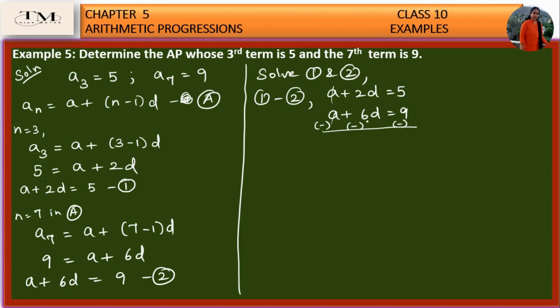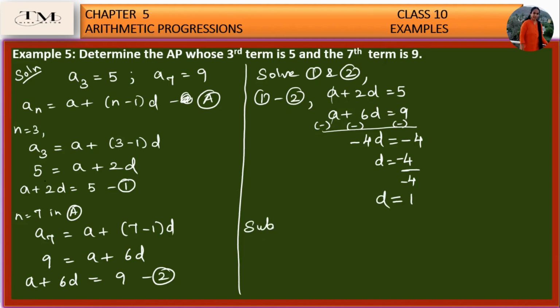2D minus 6D. So we have to subtract and put the sign of the bigger number. The bigger number's sign is negative. So if you subtract 6 and 2, you will get 4. 4D is equal to here 5 minus 9. So the bigger number is negative. So we have to subtract 9 minus 5, it is 4. So both the negatives get cancelled. So D will be equal to 4 divided by 4. Otherwise you can write it as minus 4 divided by minus 4. So at this step also the negative sign will be cancelled. So 4 divided by 4 will be equal to 1. So we got D is equal to 1.